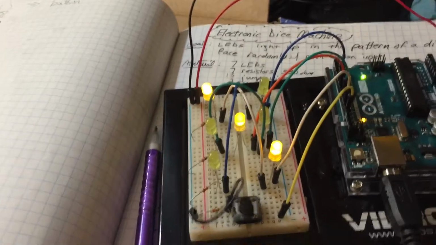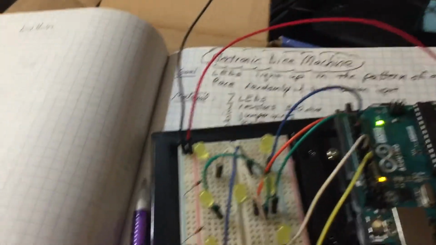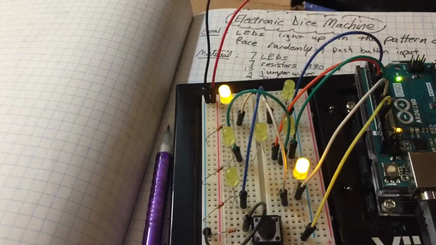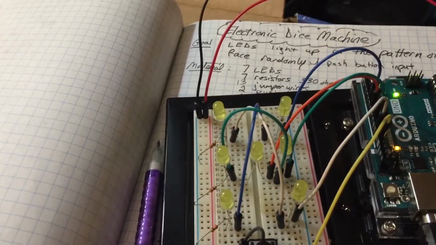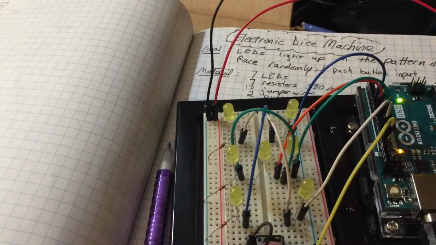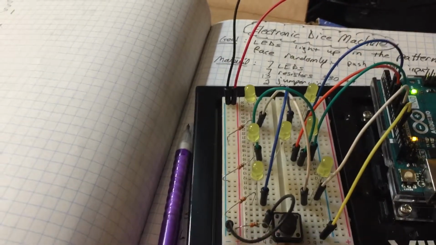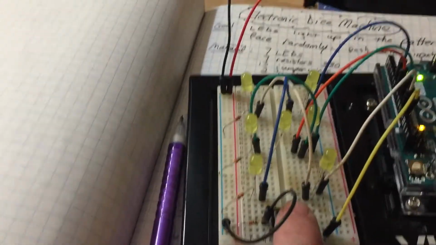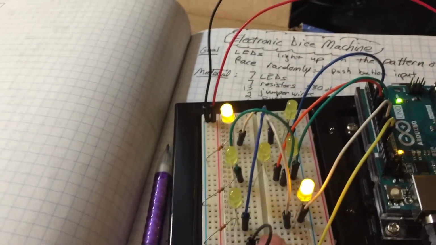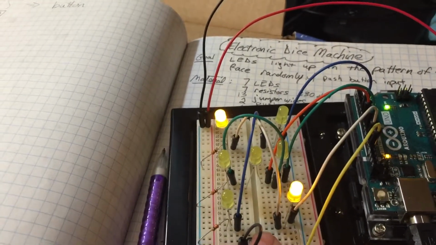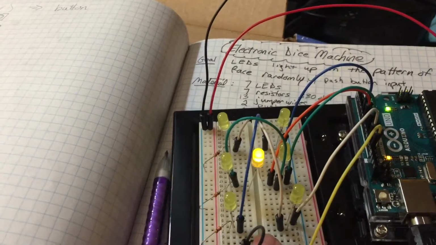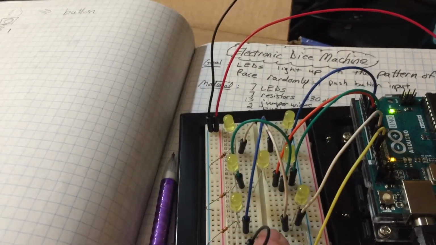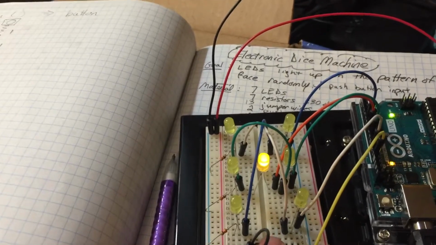All right, we have a 3. Okay, this is exciting. We have a 2. We have nothing. Okay, that's interesting. We have 2. 1. 1.